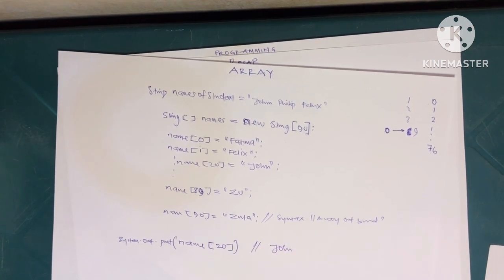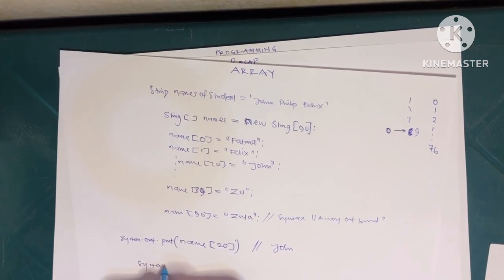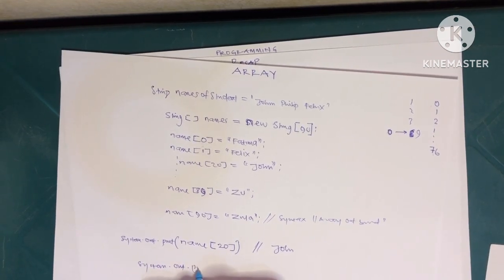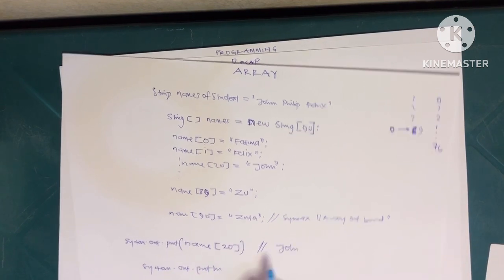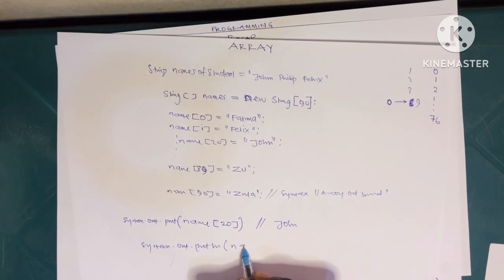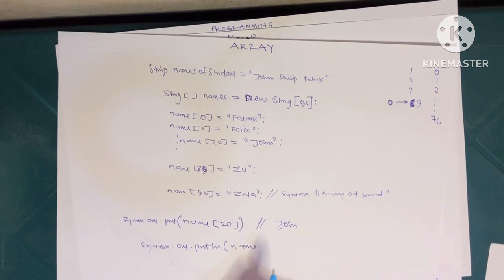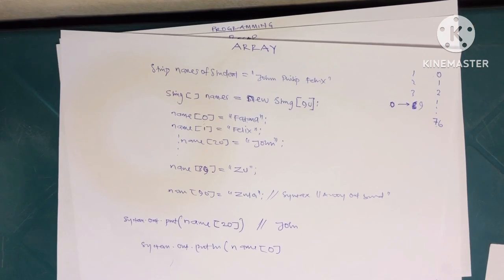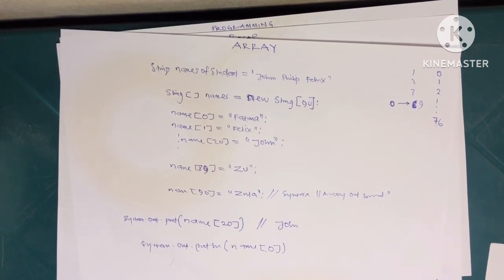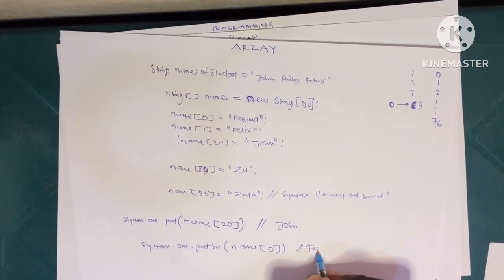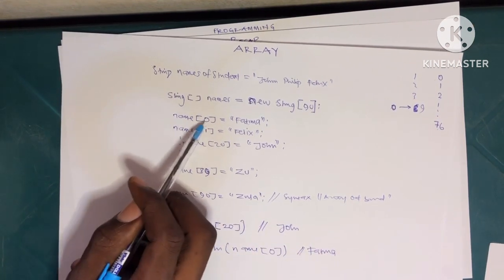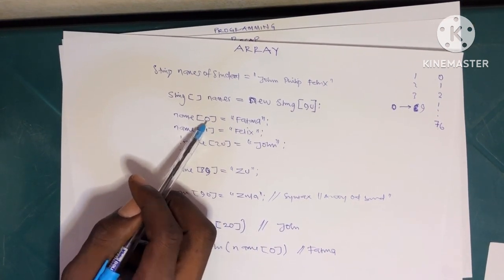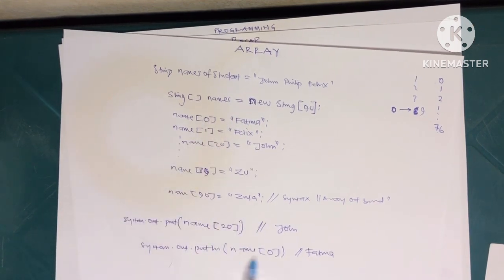Let's say you want to know who the first person in the class is. You say System.out.println, then you say name. Now who will be the first person in the class? Actually, it's not 1. You put 0. Don't forget I said the computer starts counting at 0, right? Then the computer will print Fatima. Don't forget, here we initialized that the first person in the class, which is 0, is Fatima. Now name 0 will be Fatima.